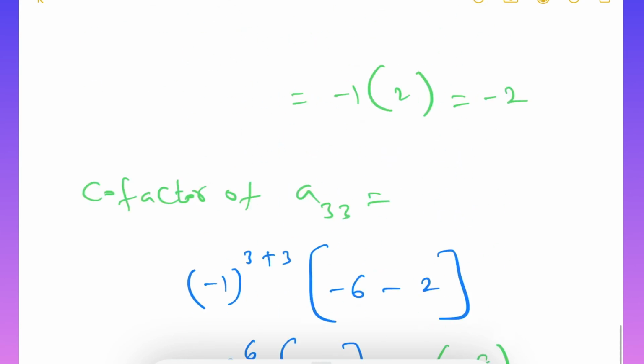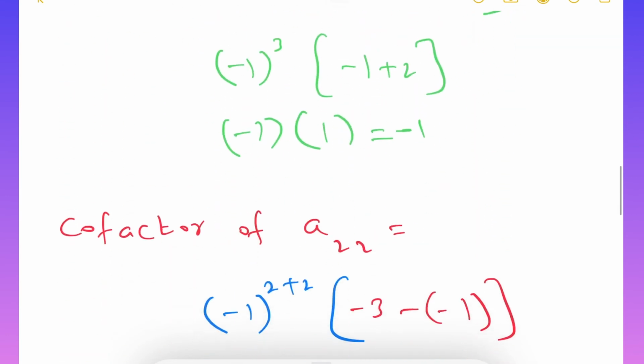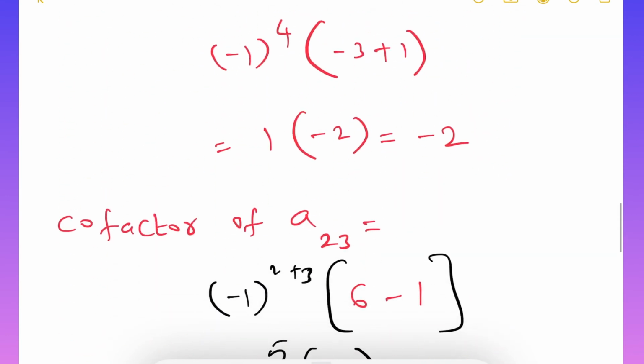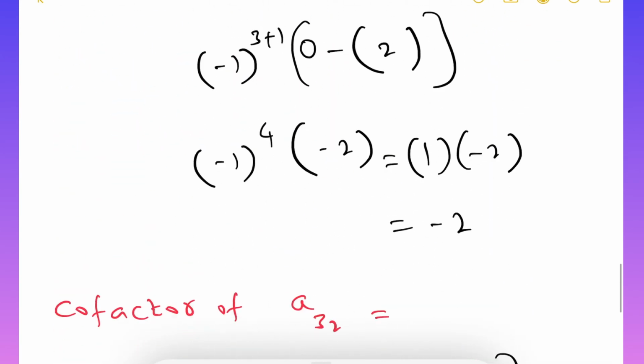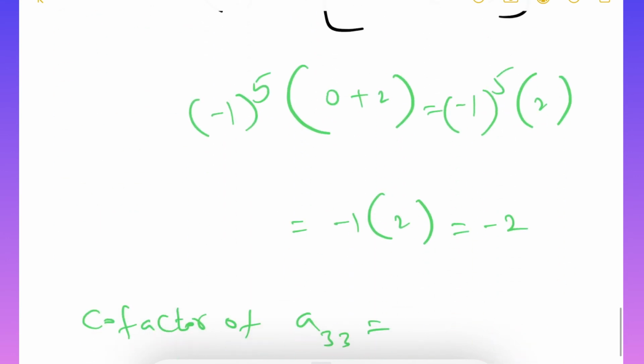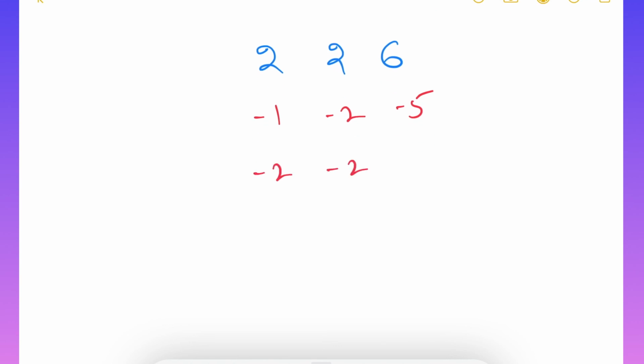Next, the second row, if we check: minus 1, minus 2, minus 5. So the second row will be minus 1, minus 2, minus 5. Now let's move to the third row. The third row we have minus 2, again minus 2, minus 8. This is the complete cofactor matrix of the given matrix A.